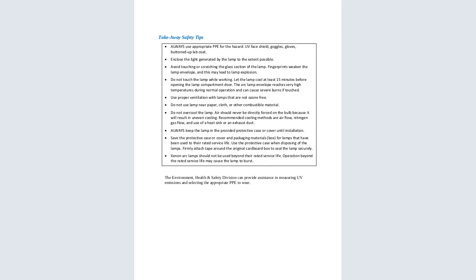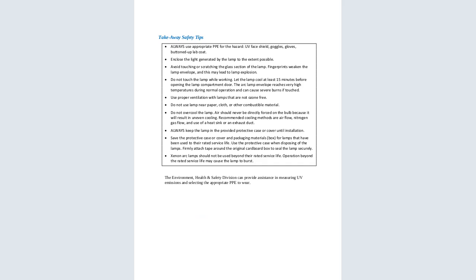Use proper ventilation with lamps that are not ozone free. Then another thing is, do not use the lamp near paper, cloth, or other combustible materials because they can cause fire. Do not overcool the lamp. Air should never be directly forced on the bulb because it will result in uneven cooling. Recommended cooling methods are airflow, nitrogen gas flow, and the use of heat sinks.